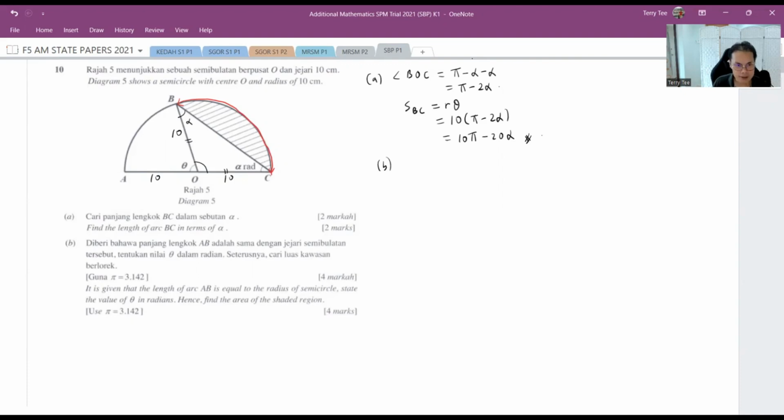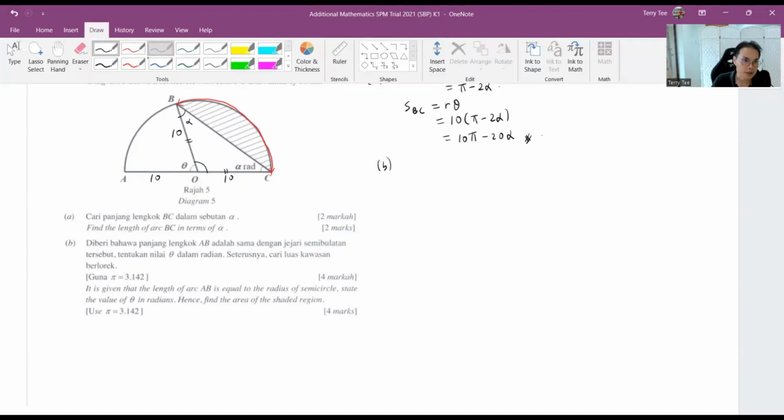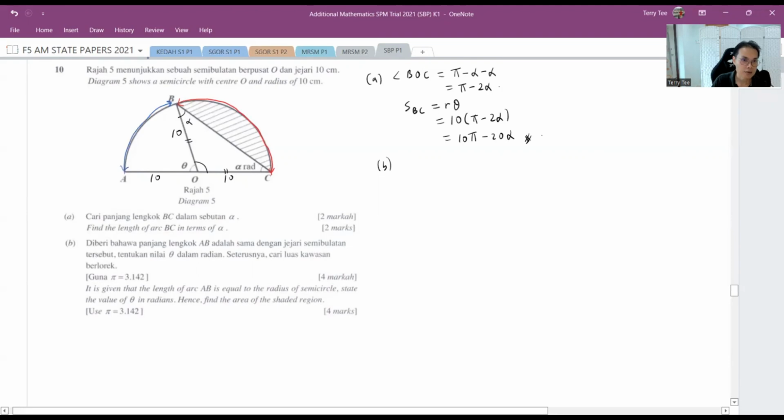Okay, then it is given that the length of arc AB is equal to the radius of the semicircle. Okay, length of arc AB is actually here, right? It is equal. So that means this is also 10 cm, right? We are supposed to find the area of shaded region. The reason why they give us this is to let us find the value of theta. Now we know by using s equals r theta, your length of arc is 10, your radius is also 10. That means your theta is 1. In this case, 1 radian.